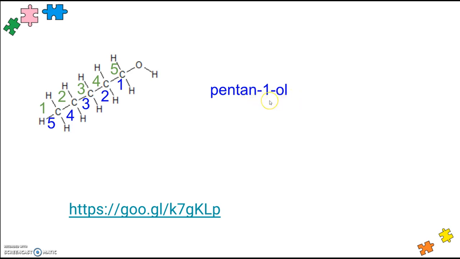At this stage, if I give you a name of an organic compound, then from that you should be able to determine in the first place to which homologous series this compound belongs, and you should also be able to indicate the position of the functional group.